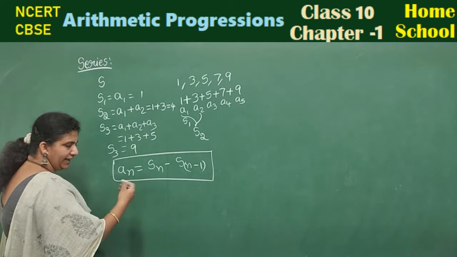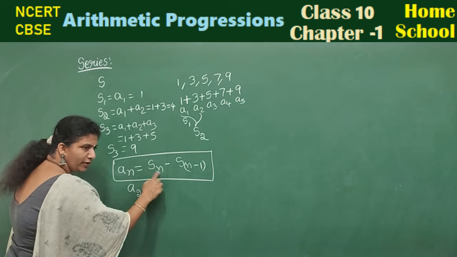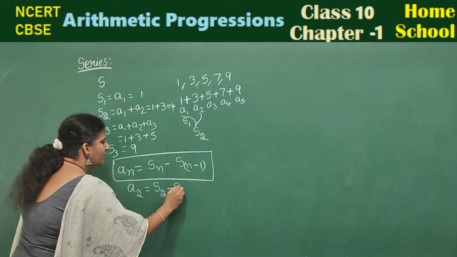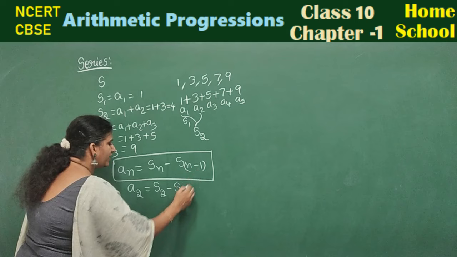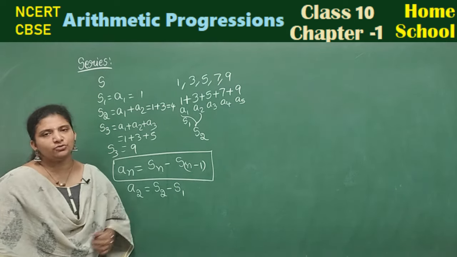Suppose n value I will take 2. a2 is equal to, n value 2, right? I will substitute here also 2. S2 minus S(2-1). It will be 1. a2 is equal to S2 minus S1.